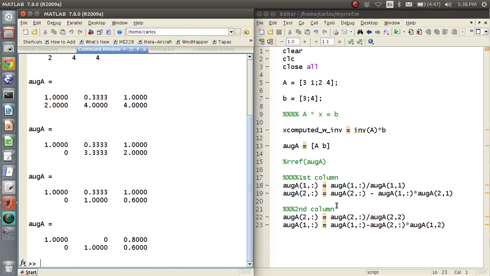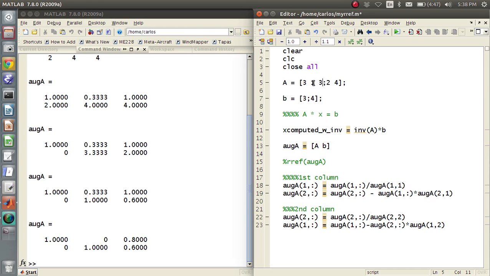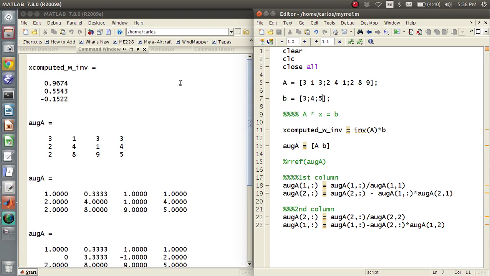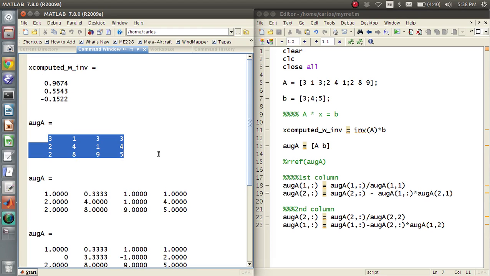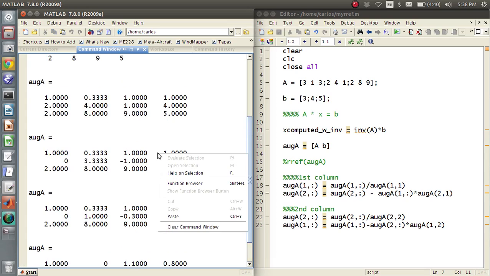Now this only works if I have a 2x2 system. If I add a 3 here, a 1 here, and then I do like 2, 8, 9, and then I put a 5 here, and I run this, this is my x computed up here, this is my augmented matrix, and I sort of get what I wanted.